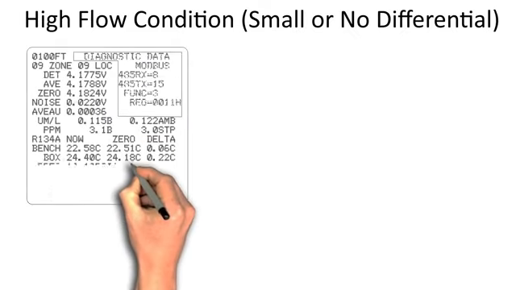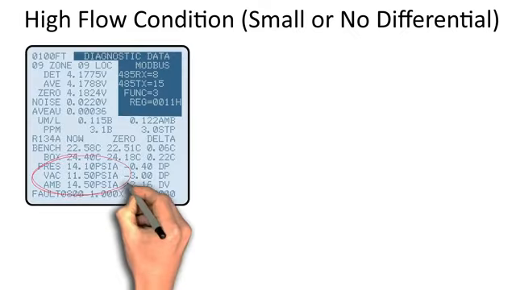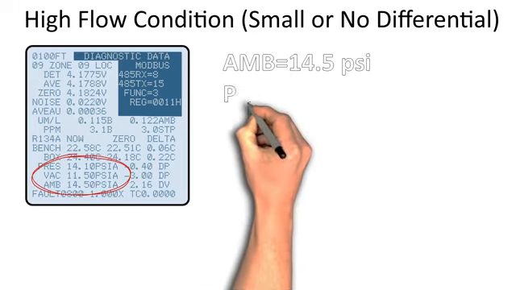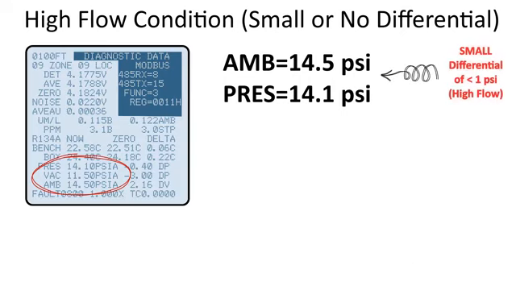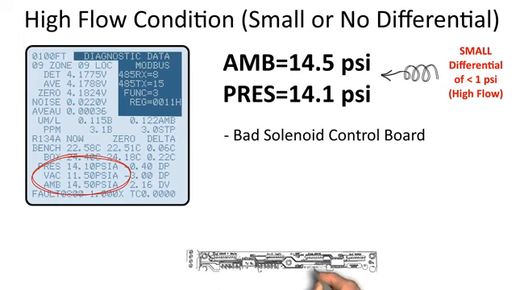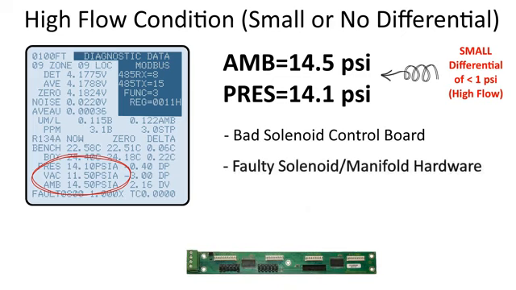The opposite of a large pressure differential is a very small or no differential, which can also be the cause of a no-flow zone fault. In this case, there's a very small difference between ambient and pressure, less than 1 psi for example. An ambient reading might be 14.5 and a pressure reading might be 14.1. This differential of 0.4 psi is very small and is typically seen in the following scenarios: a bad solenoid control board, energizing more than one solenoid, or faulty solenoid manifold hardware, one or more solenoids mechanically stuck open. Let's investigate each of the previous 4 troubleshooting scenarios individually.